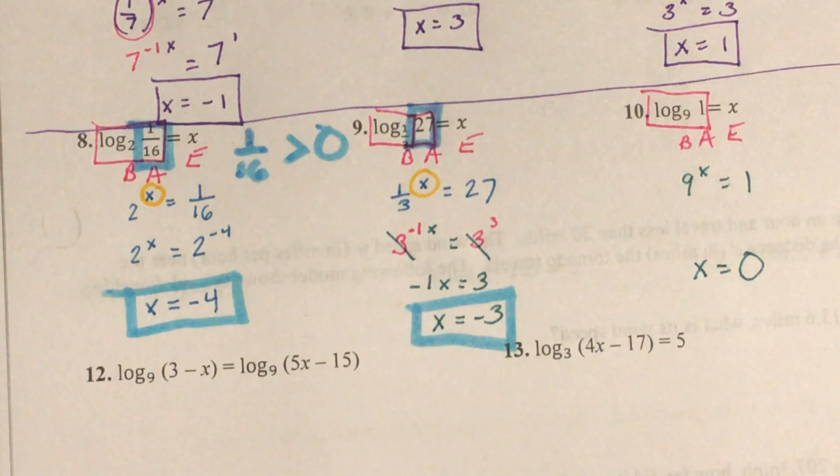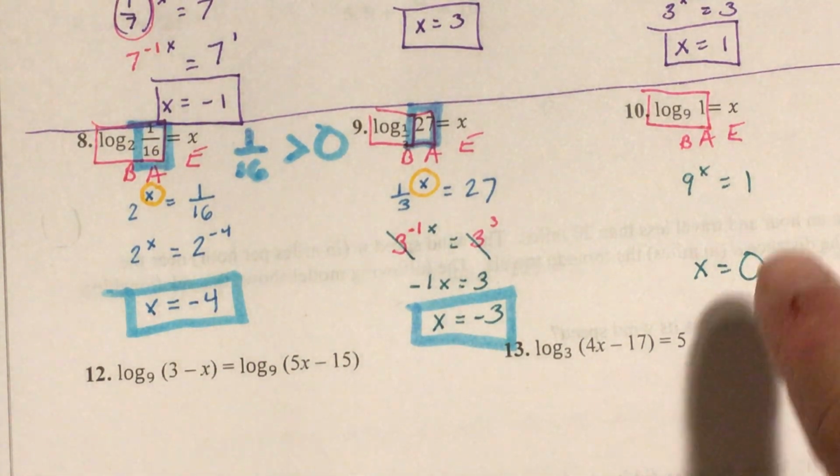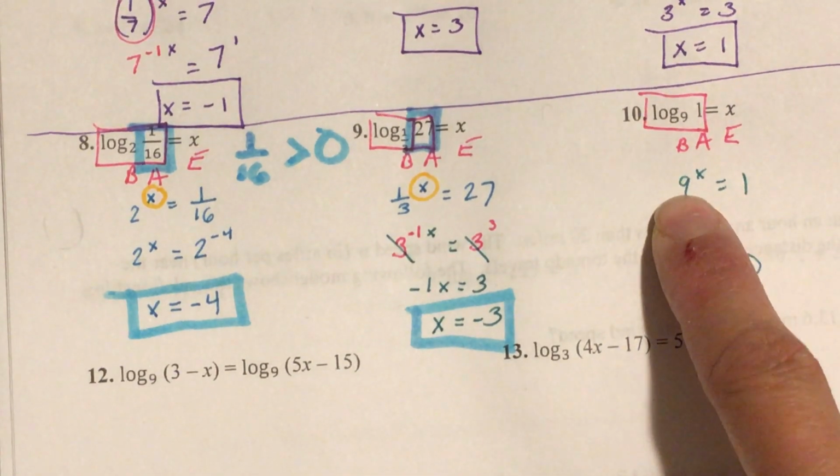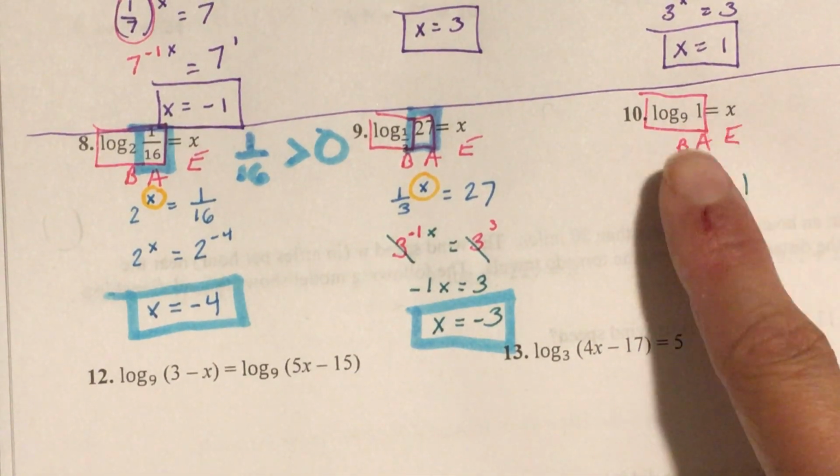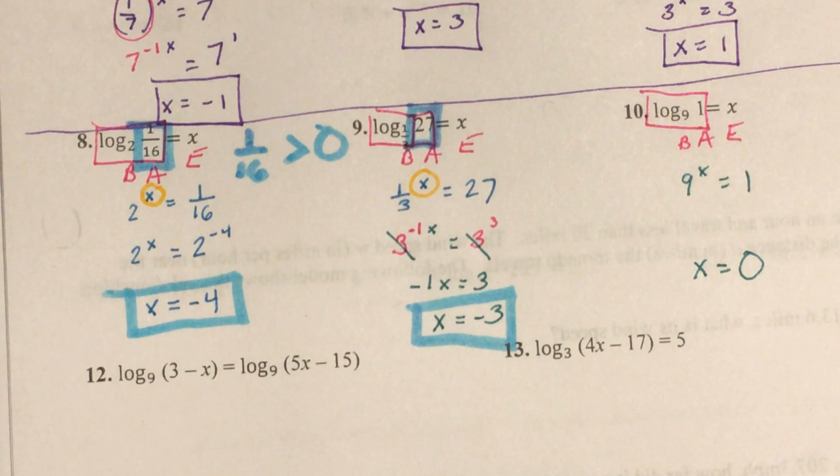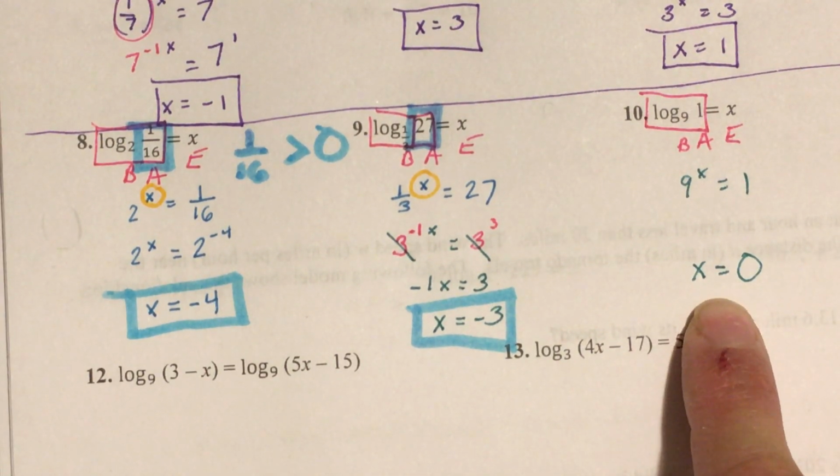So even though we can't solve it by getting the same bases, this is where we have to use our brain and say, the only way for me to get a base of 1 is to take a similar base to the power of 0. So remember, anything to the 0 power is 1, so that would be my solution.